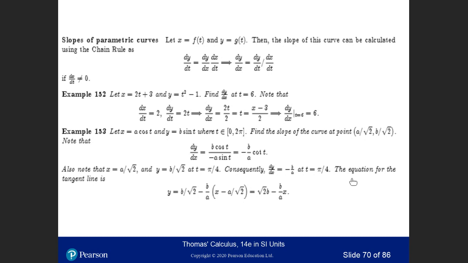Now the equation for the tangent line is what? You can use the point slope formula. y minus y sub 0, which is b over square root 2, equals the slope of the line, which is minus b over a, times x minus x sub 0, which is a over square root 2. So if you calculate here, the a cancels out, and plus b over square root 2. And so square root of 2 times b minus b over a x is the tangent line here. We just use the point slope formula.